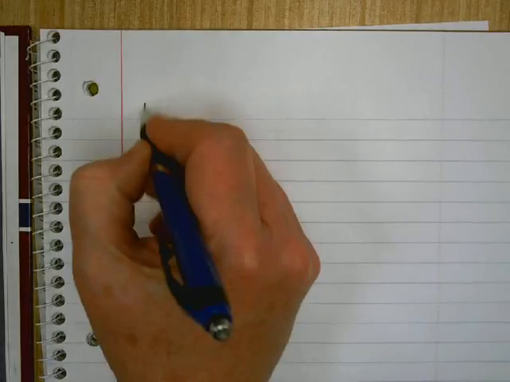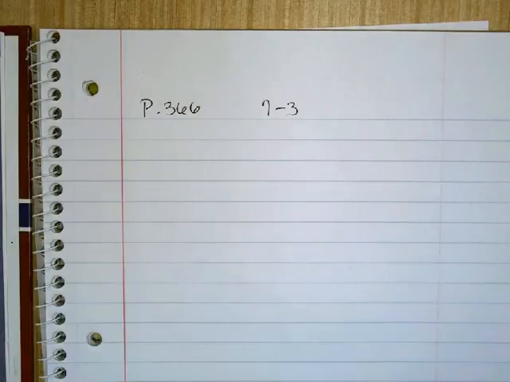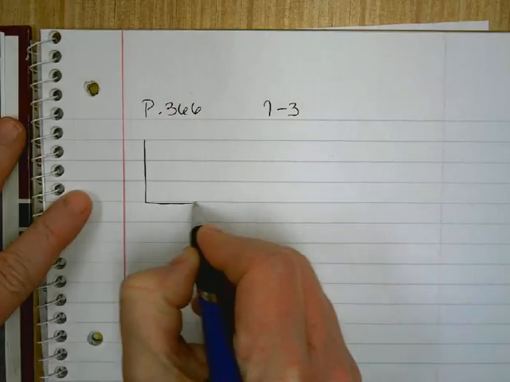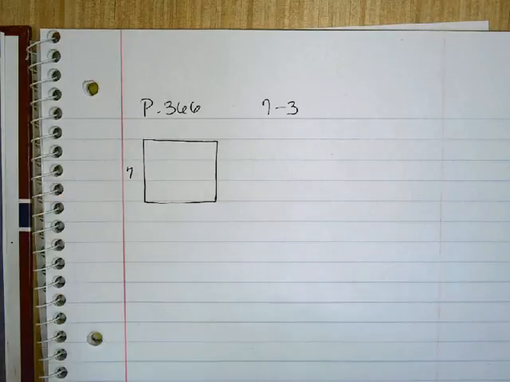Okay, we are on page 366, lesson 7-3. We're going to start with a square. Giving you a square, and the length of each side is 7. So tell me everything you know about this square.